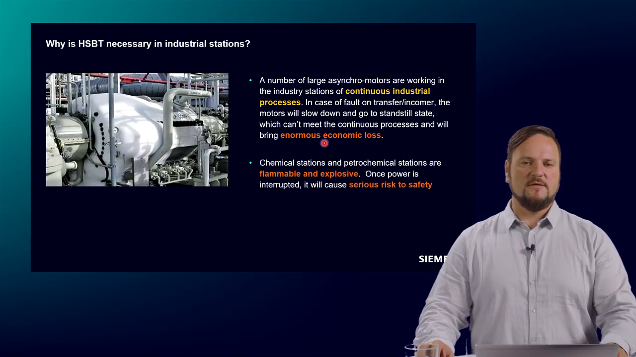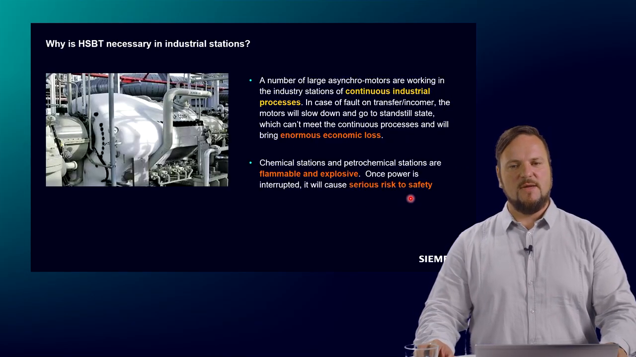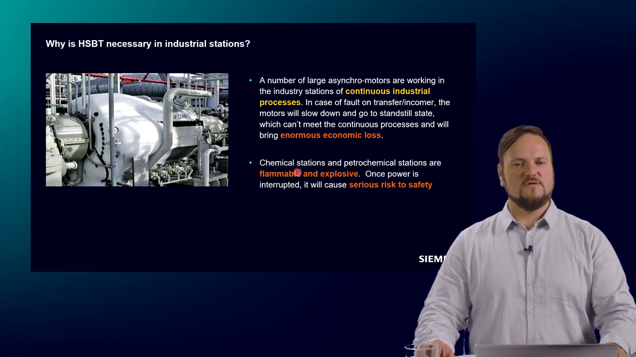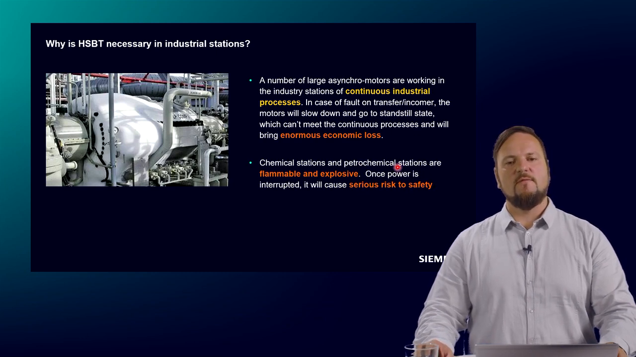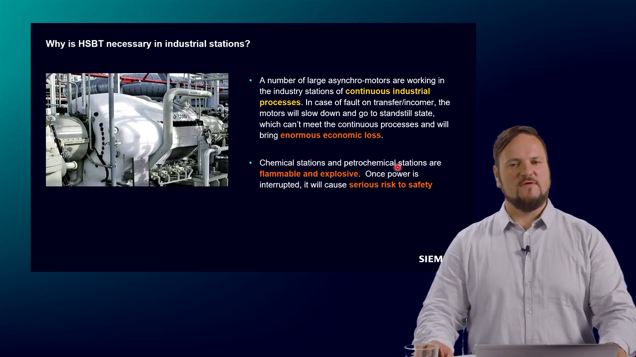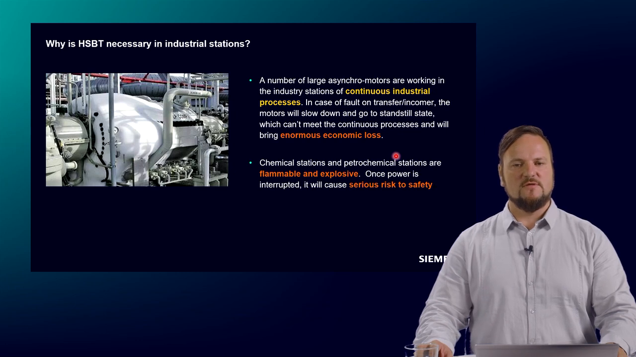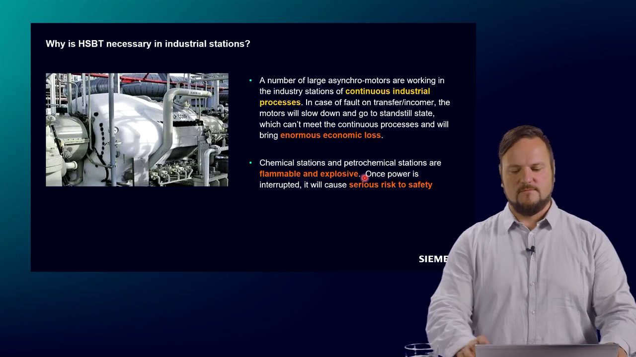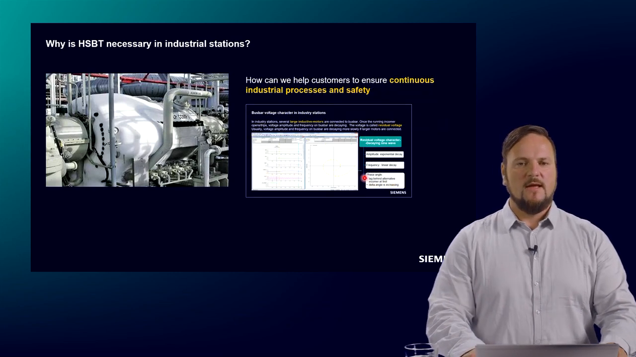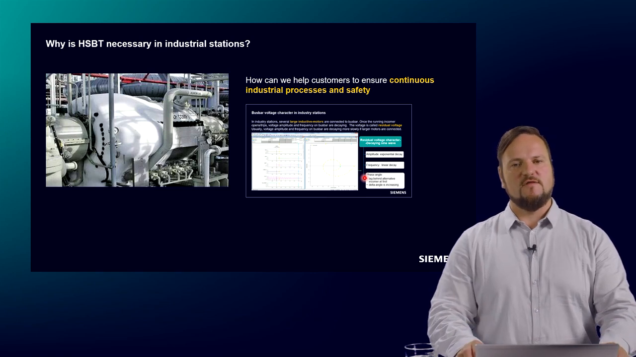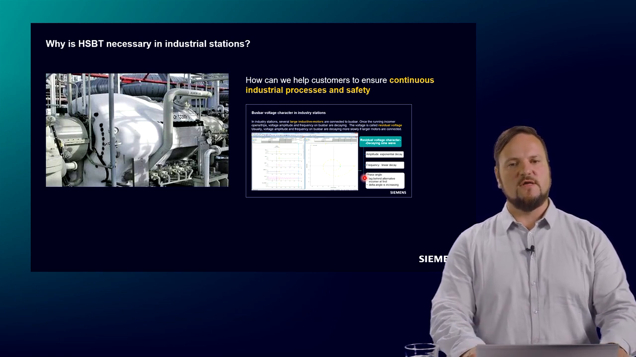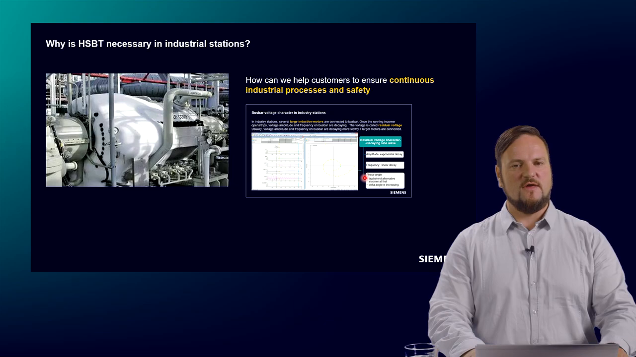On the other hand, I see a bigger, serious risk for safety. In chemical or petrochemical stations, we have flammable or explosive environments. And if the power supply is interrupted, this will cause a serious risk to safety. And how can we help the customer to ensure a continuous industrial process and, of course, safety?